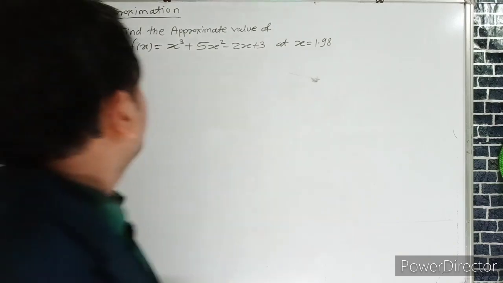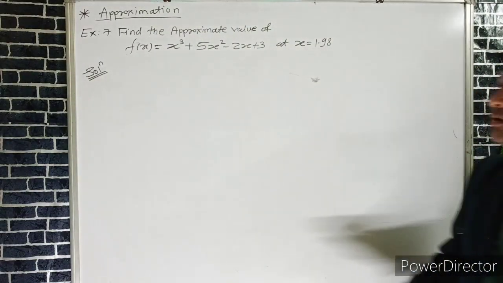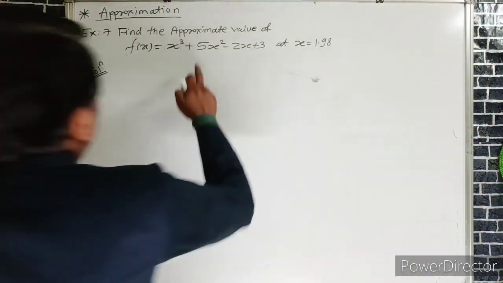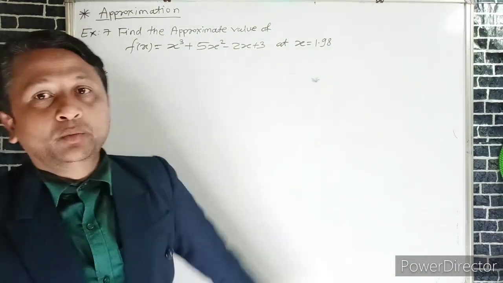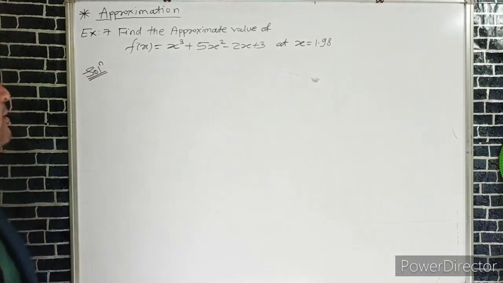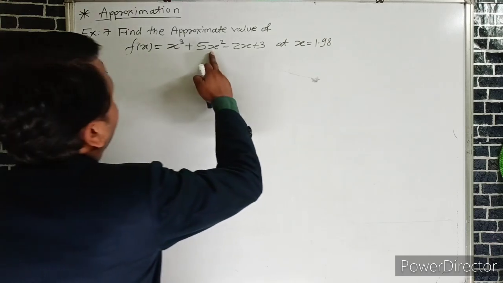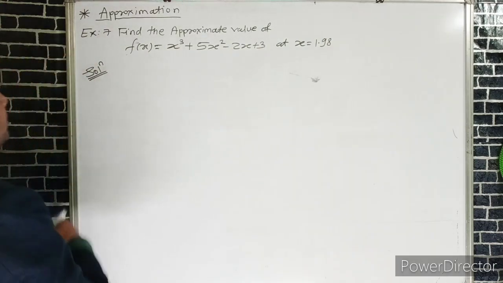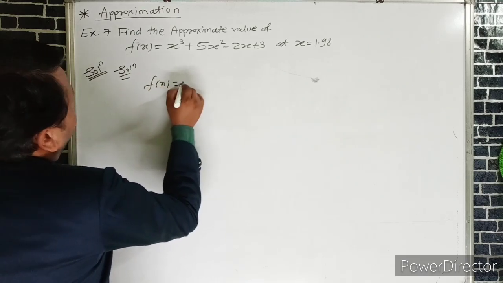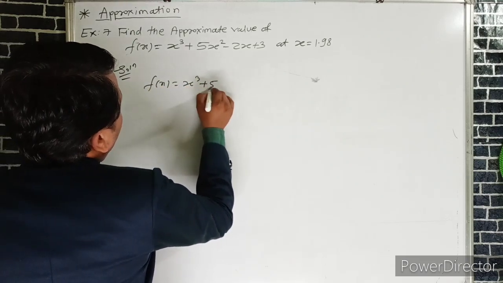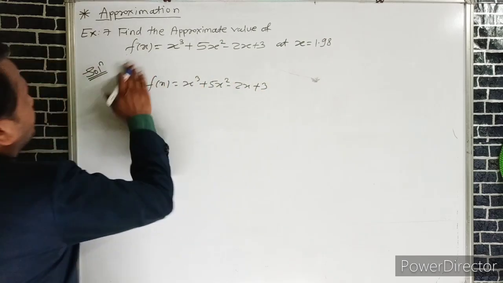So the next, which is example number 7, is to find the approximate value of f of x is equal to x cube plus 5x square minus 2x plus 3 at x is equal to 1.98. Here we have to find the approximate value of x cube plus 5x square minus 2x plus 3. So first we take f of x is equal to x cube plus 5x square minus 2x plus 3, as given.